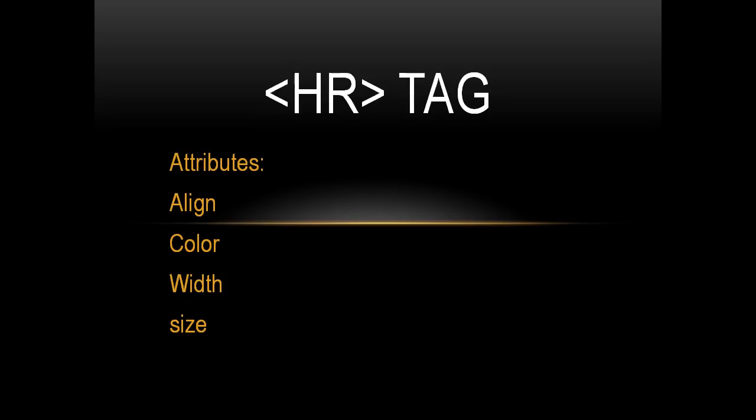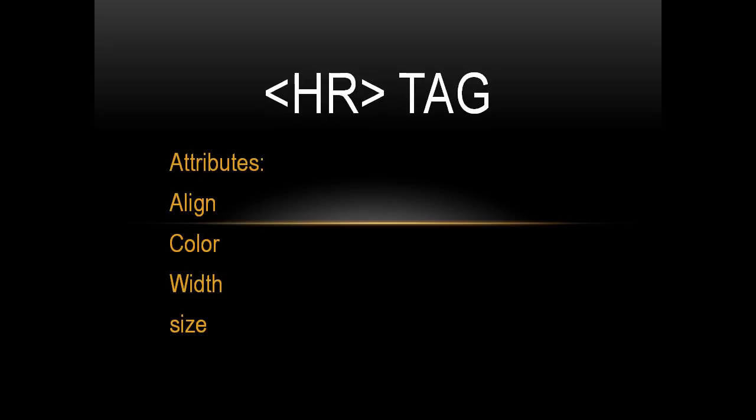Then we'll have HR tag. The HR element displays a horizontal rule. So if you want to display a horizontal rule, you will make use of HR tag. There are 4 different attributes of HR tag: align, color, width and size. Align has 3 different values: left, right and center. For HR, center is the default value.